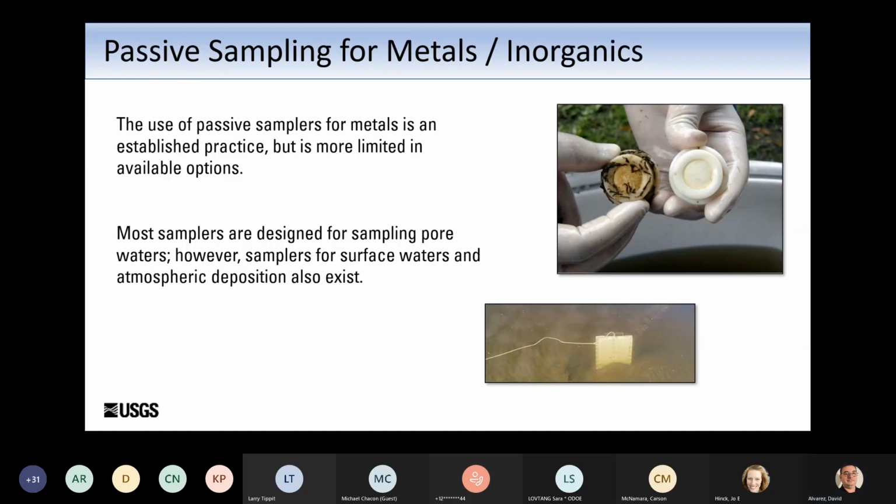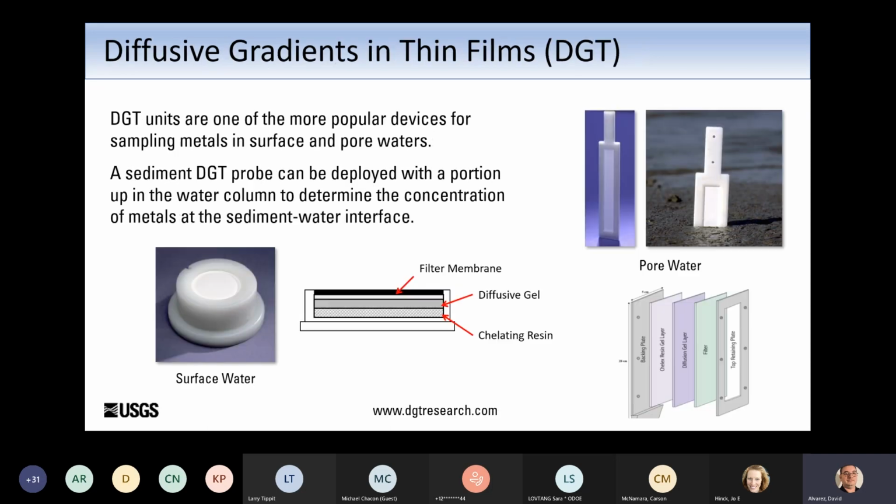Passive sampling for metals and inorganics. The use of passive samplers for metals is an established practice. I personally have less experience with those, but there are options available, just not quite as many configurations of samplers as what you see on the organic side. Most of the research with passive sampling for metals tends to revolve around the sampling of pore waters, but there has been work done with surface waters as well as atmospheric deposition studies. I'll go through a couple examples of the main metal samplers here.